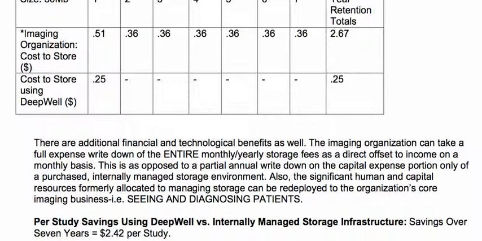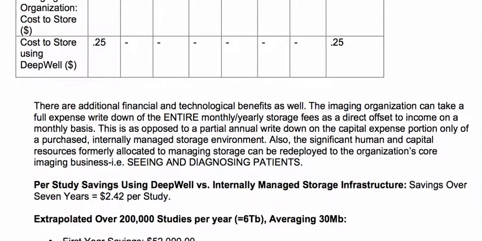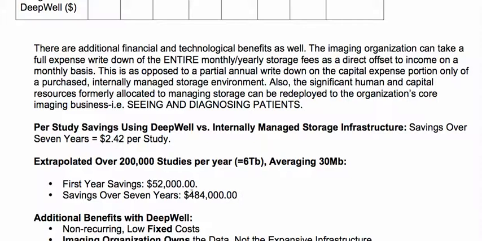So, we hope you enjoyed the presentation. I think it's very eye-opening. The savings over 200,000 30 meg studies over a 7-year retention period, on the one-time ingestion fee versus the recurring costs, are almost $500,000. It's just too significant to ignore.